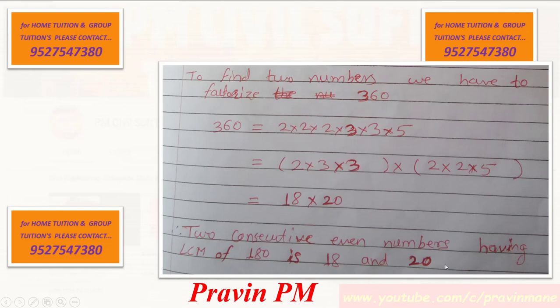See, 18 and 20 are two consecutive even numbers. 18 is an even number, yes. 20 is an even number, yes. So they have LCM of 180. If we calculate the LCM of 18 and 20, it will be 180. So the answer will be 18 and 20. Correct?